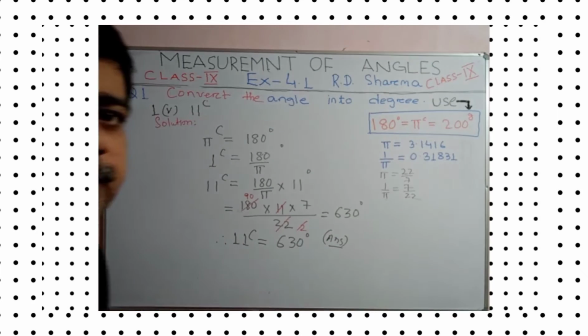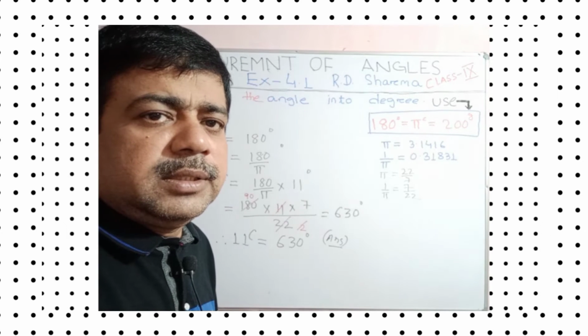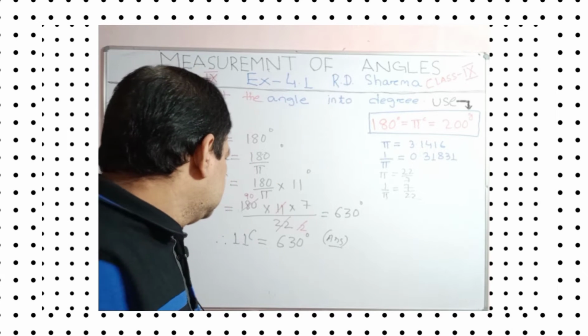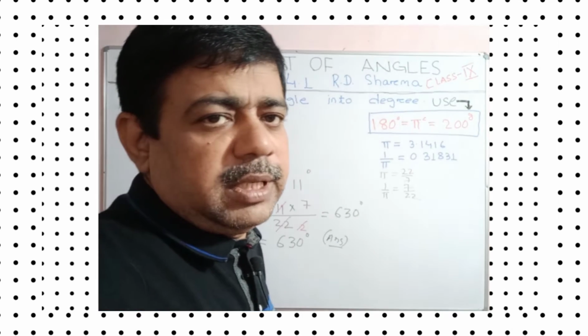This is another simple numerical expression. Here we converted the angle from radian to degree. So 11 radian is equal to how much? 630 degree.